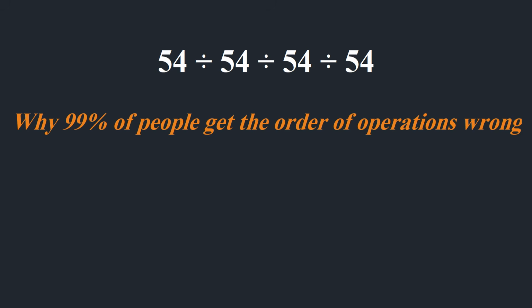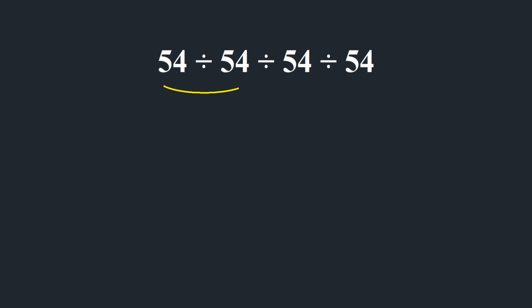In this replay, 54 divided by 54 equals 1, and 54 divided by 54 equals 1. Now we have this problem: 1 divided by 1, which equals 1. But this answer is not correct because, according to the order of operations, we must do this division, then this division, and at last this division.